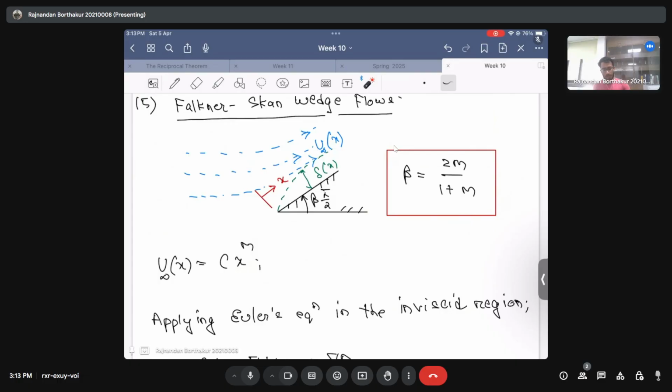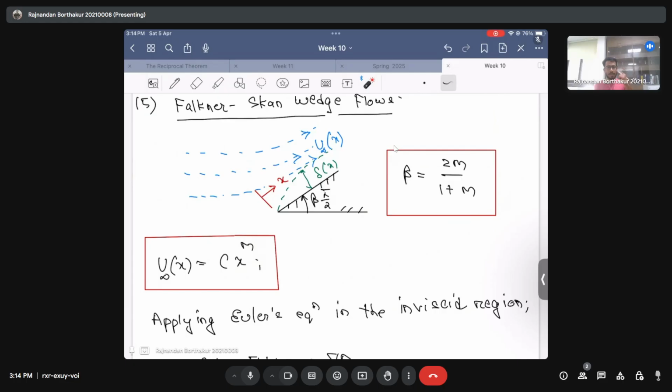Now you can ask what the basis is for choosing u infinity in this form. Why do we choose u infinity in this manner? The answer actually comes from something known as potential flow theory. I will not go into the nuances of how u infinity is taken like this. Rather, I would suggest you read the prescribed textbook, where it is beautifully written why u infinity is of this particular form.